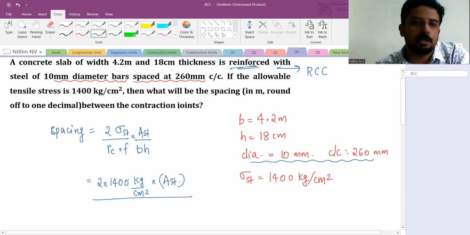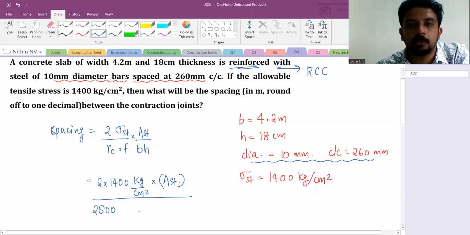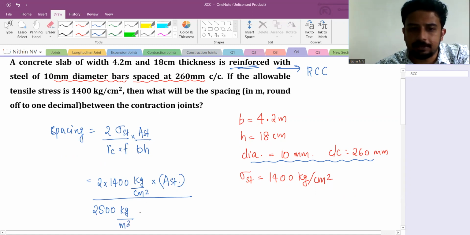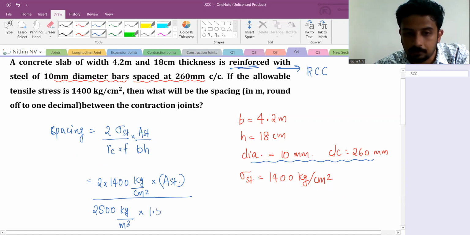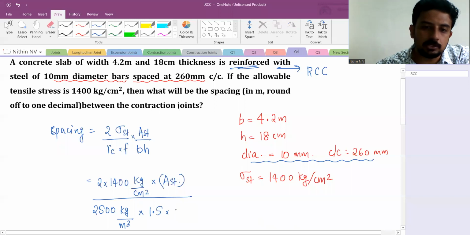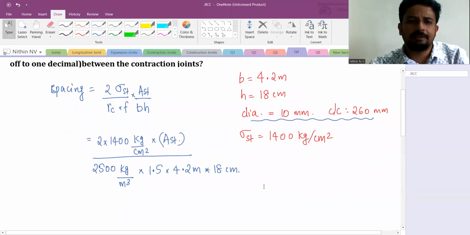We need to take the standard value. It is RCC, so if it is RCC, how much do you need to take? 2500 you need to take, in kg per meter cube. Unit we can convert later. Is the F value given or not? Not given. If not given, what to do? There you go, 1.5. There is no unit. Now B into H. How much is B? 4.2 meter. How much is H? 18 centimeter. Now look at the values. Too many unit changes, no? So we need to convert into the same unit.